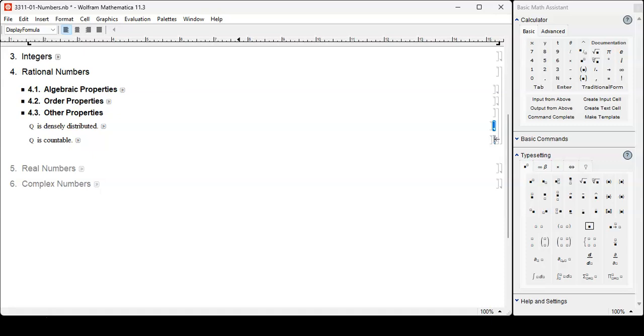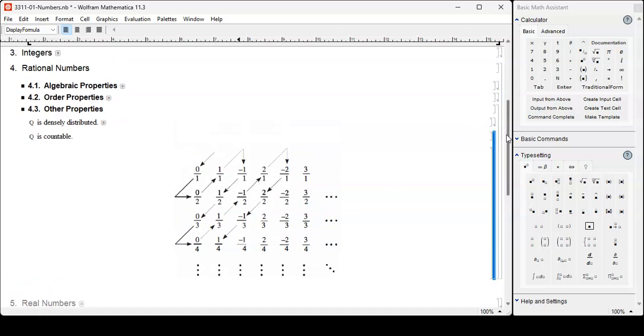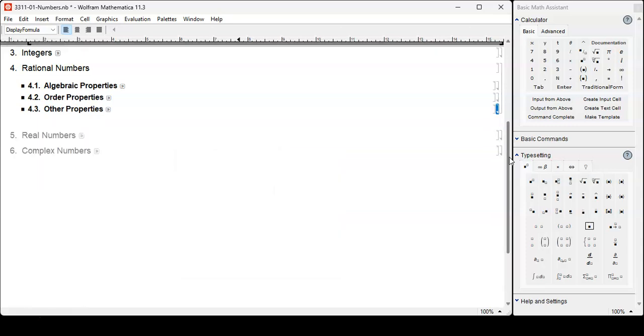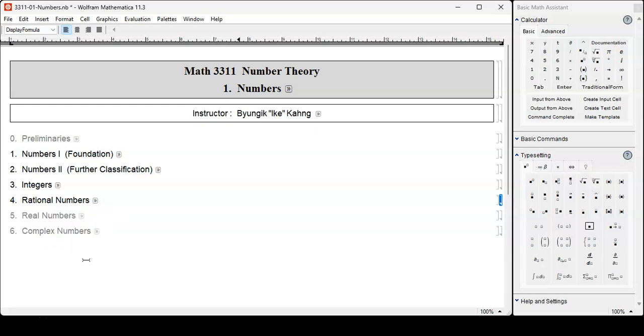Finally, Q is countable. Well, I got this from the textbook. Following the sneak path, you can count everything, skipping some fractions if they're already counted. First, second, third, fourth, fifth, and so on and so forth. Consequently, Q is countable. There's a one-to-one correspondence between N and Q. Okay, so much for rational numbers.